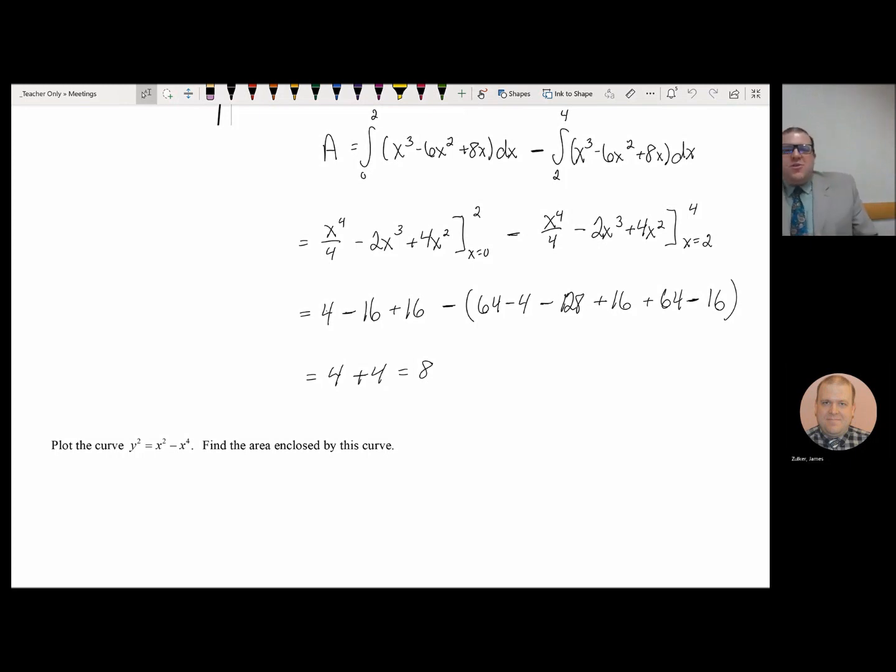We're going to plot the curve y squared equals x squared minus x to the 4th, and then find the area that is enclosed by this curve.